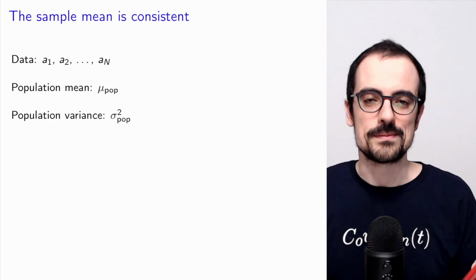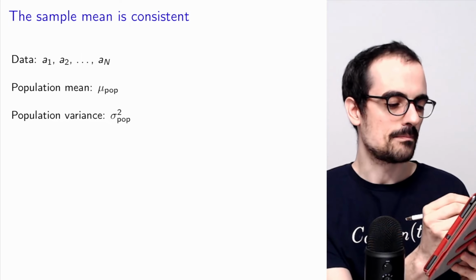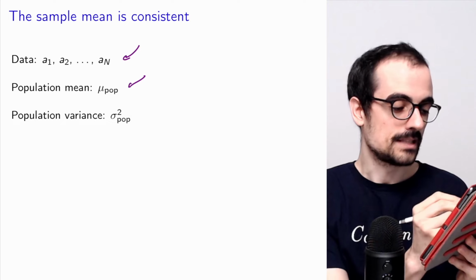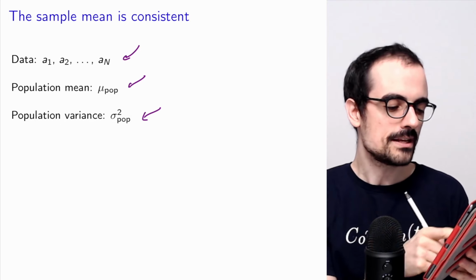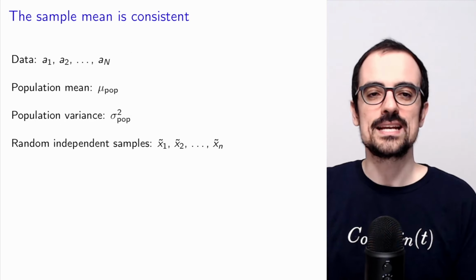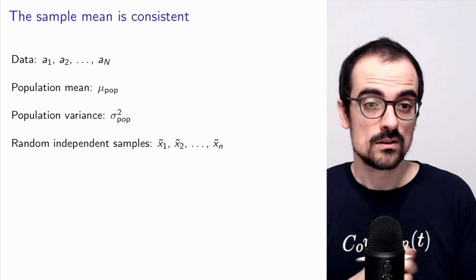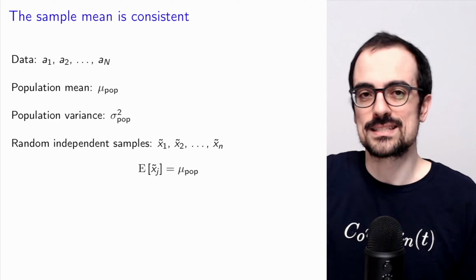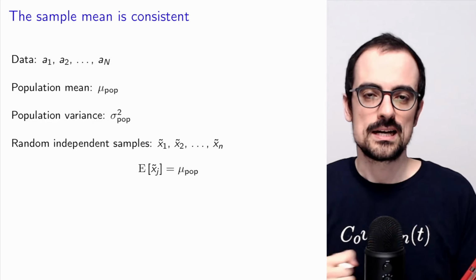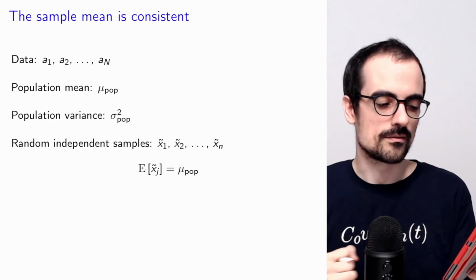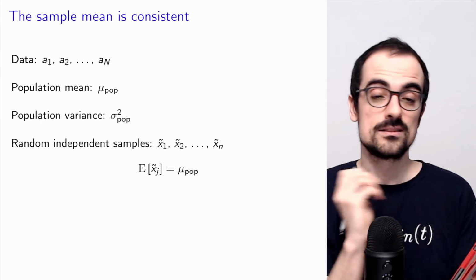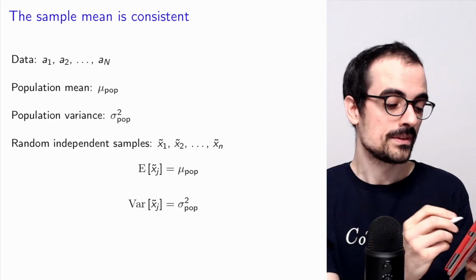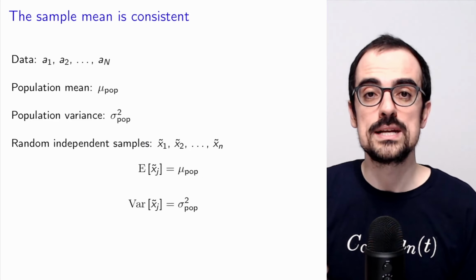Let's make sure that we make this point very clearly. If we have a population with big N points and this population mean and this population variance, then we already established that if we take random independent samples from the population, as long as the samples are independent and taken uniformly at random from the whole population, then the mean of each sample is always the population mean, and the variance of each sample is always the population variance.